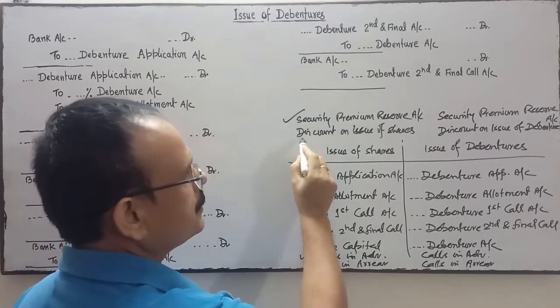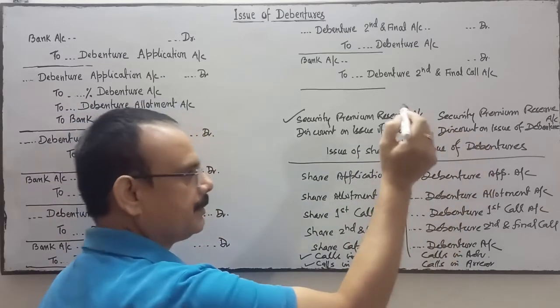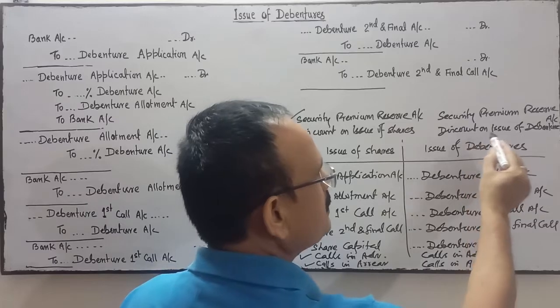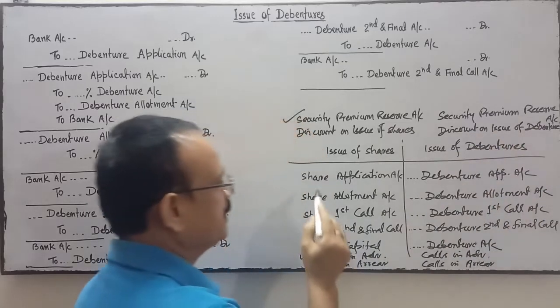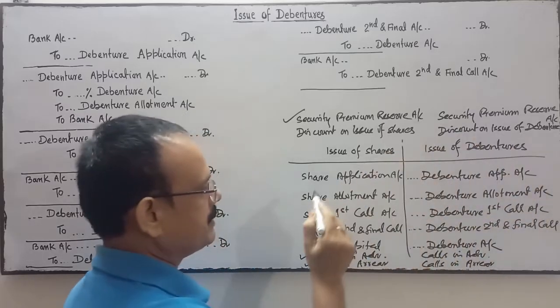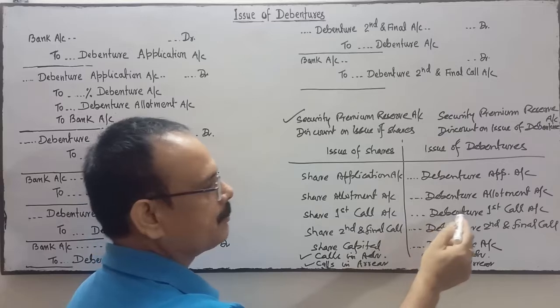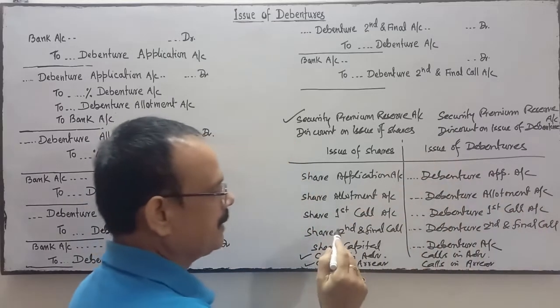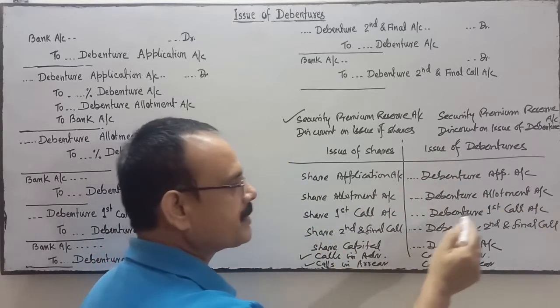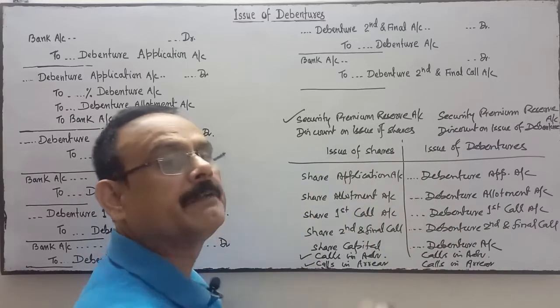Here is a difference. Discount on issue of share, here they will use, at the time of issue of debenture at a discount, discount on issue of debenture. Here it is share application account, they will use debenture application. Share allotment, they will use debenture allotment. Share first call, here it will use debenture first call. Share second and final call, so debenture second and final call. Share capital, then here debenture will be used.